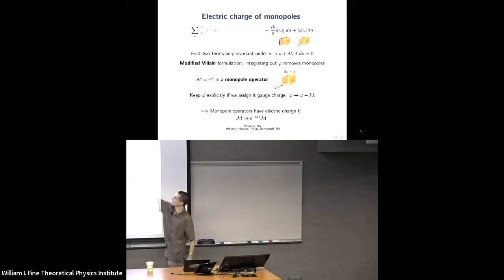This term involving cup 1 is there so that we can assign phi the usual local shift under gauge transformation. If we didn't have that term, it would be non-local, split between this side and this side. So monopole operators have electric charge, and that's a well-known fact from continuum Chern-Simons theory that goes back to the mid-80s.